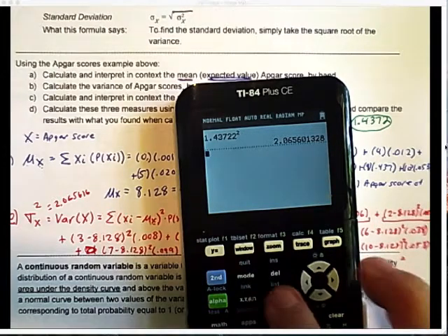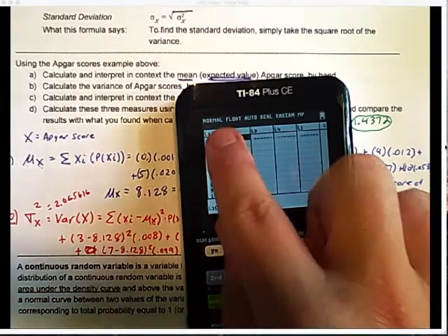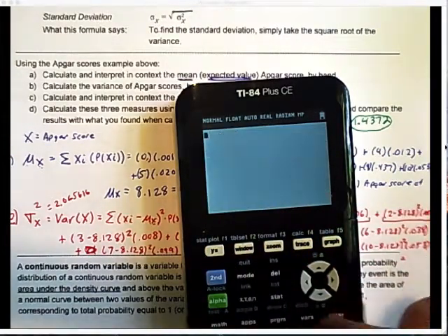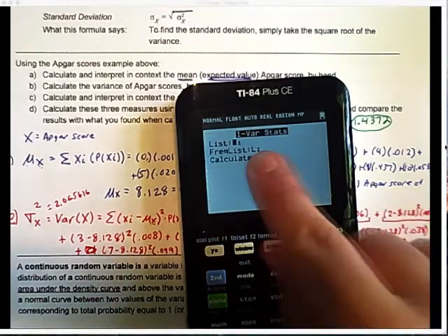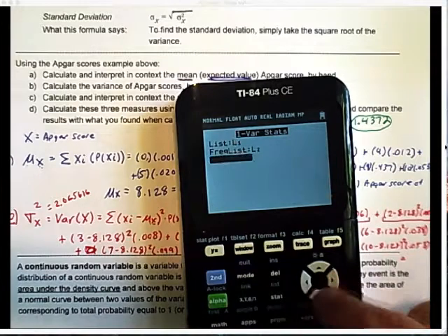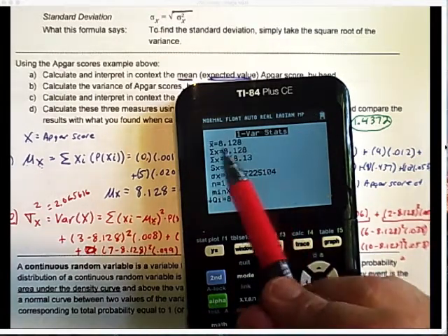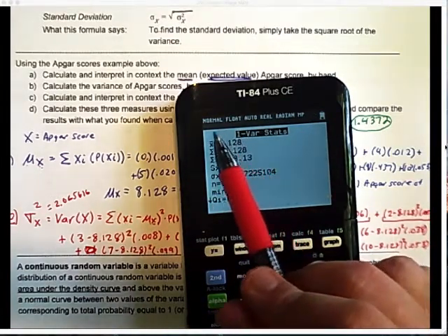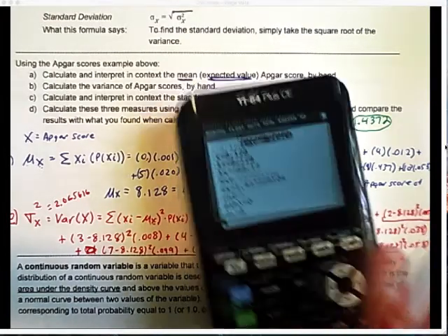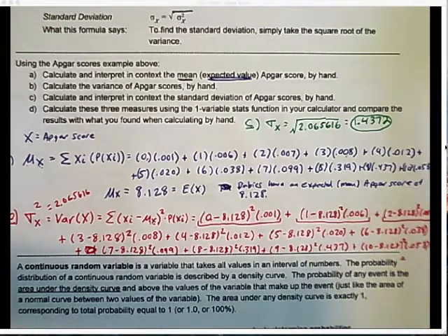So again, your data is in list 1 and your probabilities are in list 2, and we go stat, calculate, one variable stats. Our list is in L1 and our probabilities are in list 2. Calculate the 2 numbers we care about. Is this number the mean or the expected value? And this number is the standard deviation. All right, so that's discrete random variables. Variables that take on fixed values. And there's no values in between.